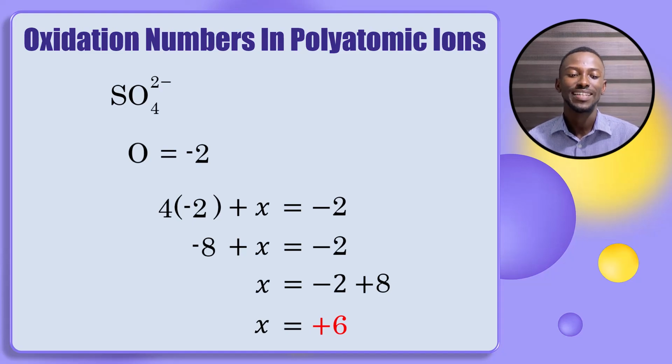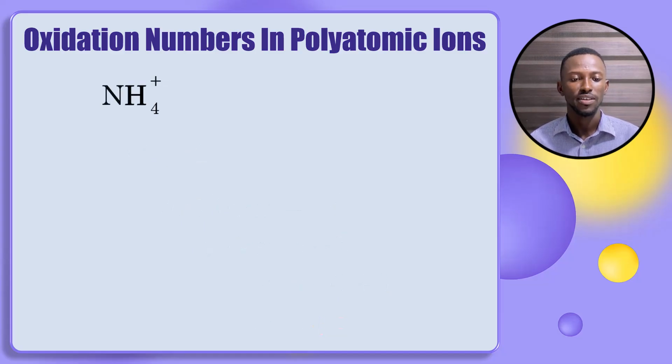So it is no wonder that when naming this polyatomic ion, we refer to it as tetraoxosulfate 6 ion. That is where the 6 is coming from. Tetra, because there are 4 oxygens. So tetraoxosulfate 6 ion. I think there's another example we should take, that is NH4 plus. There is no oxygen here, but we have hydrogen.